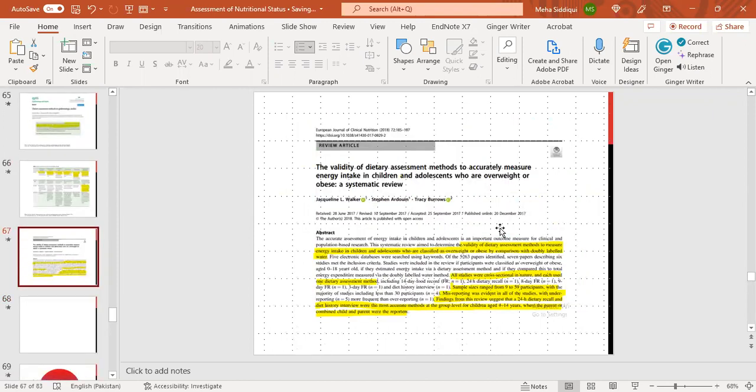This is another article. It is a systematic review on the validity of dietary assessment methods to accurately measure energy intake in children and adolescents who are overweight or obese.